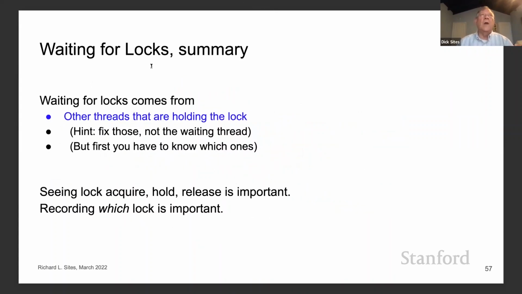So for locks, if you're waiting on locks a lot, it's of course the other threads that are holding the lock that need to get fixed, not your program that's running slowly. And in order to deal with that, you have to know first that there are other threads holding the lock, and that's what the problem is. And second, you have to go figure out which threads those are and go fix them.